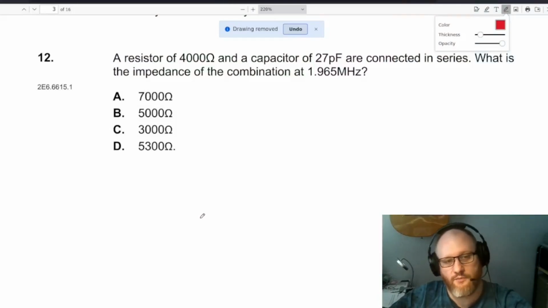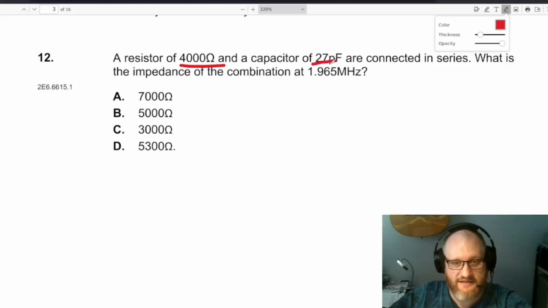Today we're looking at the full license mock examination number 1, version 1.6, and we've reached question 12, which reads, a resistor of 4000 ohms and a capacitor of 27 picofarads are connected in series. What is the impedance of the combination at 1.965 megahertz? So great, we've got to find the impedances and jam them together to figure out what our answer is.